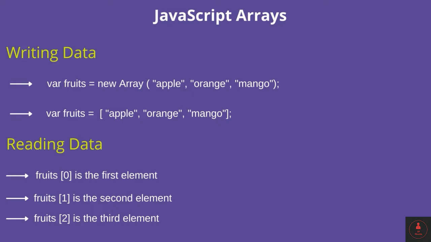Once you have defined the array, and if you want to retrieve the elements separately, what you can do is write fruits, the name of the array, and then in the square brackets you can pass the index. As I said earlier, the index will start with 0. So when you say fruits[0], it will give you apple, fruits[1] will give you orange, and fruits[2] will give you mango. So let's see practically now how we can start implementing the concept of arrays.